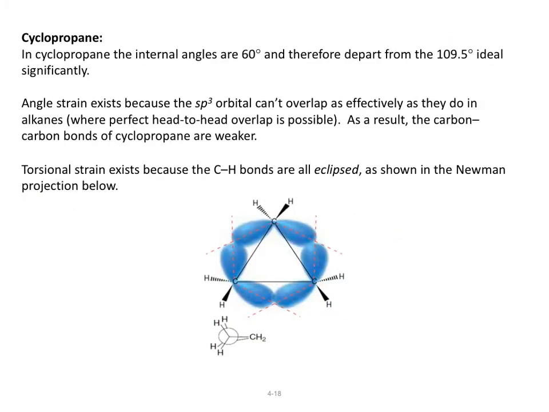In cyclopropane, the internal angles are 60 degrees, so there's significant angle strain. Also, you could actually draw a Newman projection of this if you're looking down one of these bonds, and you will see that there are eclipsing interactions amongst the CH bonds, which gives this molecule a lot of torsional strain.